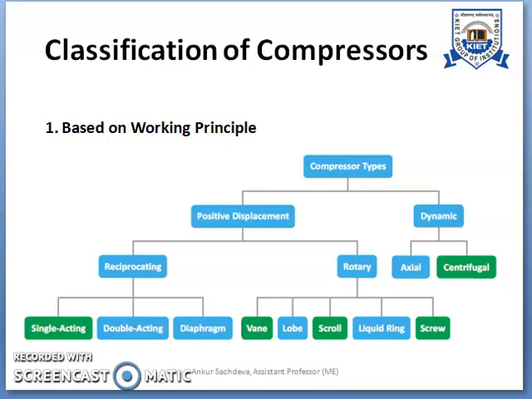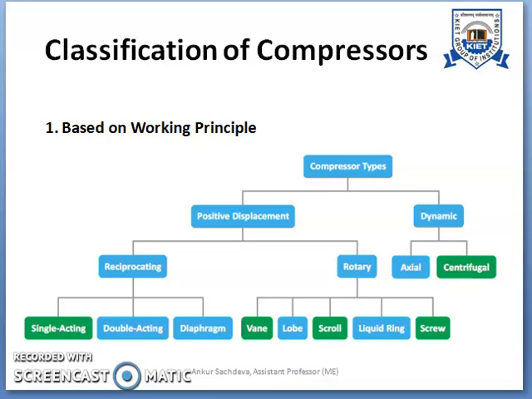The positive displacement compressor can be further classified into reciprocating or rotary, depending upon whether we have piston cylinder arrangement or we have the rotor kind of arrangement inside the cylinder. And reciprocating kind of the compressor can be further classified into single acting or double acting. That is whether the fluid is on one side of the piston only or whether the fluid is present on both the sides of the piston. Then accordingly it will be called as single acting or double acting.